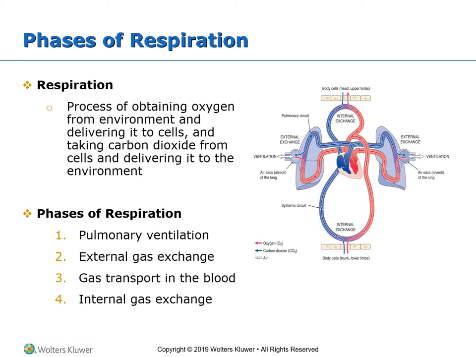There is another type of respiration that we describe at the level of the cell itself, and it's called cellular respiration. In this process, the cell will take the oxygen inside and use it, usually at the level of the mitochondria, in order to break down nutrients and create energy.